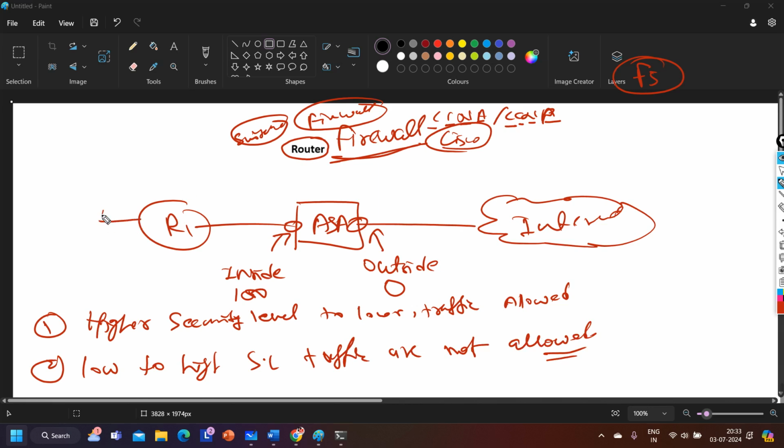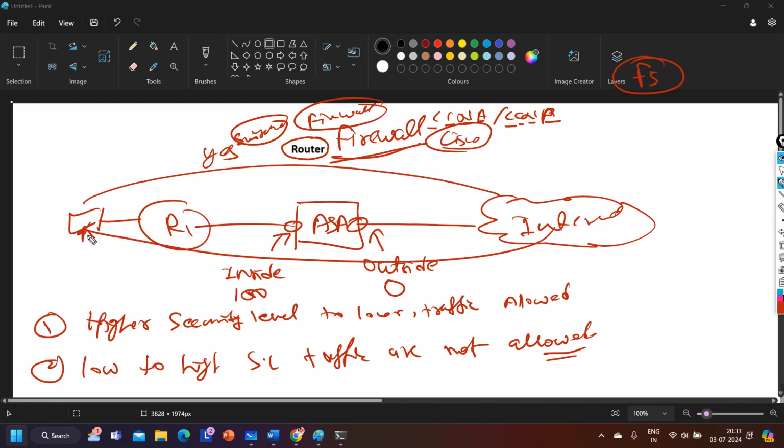So guys, here I have one PC. Can this PC ping the internet? Can it access the internet? Yes. Can the internet access this PC? No. Because lower security level to higher security level traffic is not allowed. Higher security level to lower security level traffic is allowed. Now, if you are thinking, when the internet generates a reply, then how is the ASA firewall going to allow lower security level to higher security level traffic?